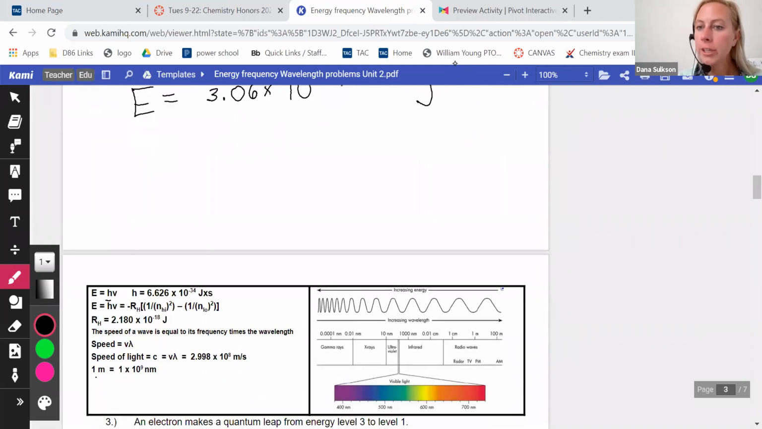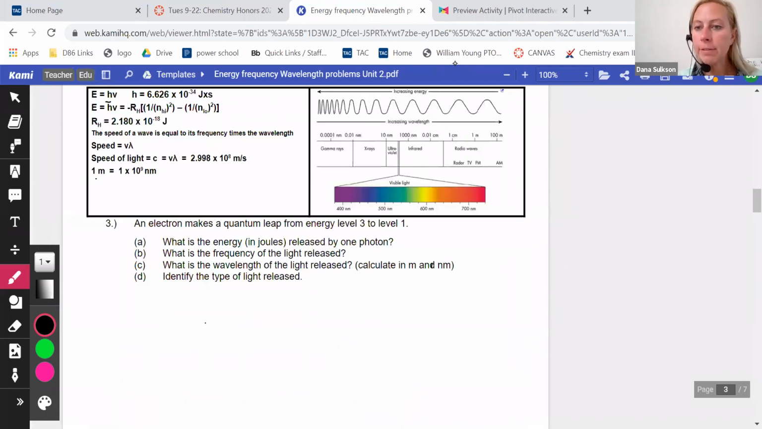Well, let's say we aren't given that information. We are not given frequency or wavelength. Instead, we're given the information that we're going to go from energy level 3 to energy level 1.